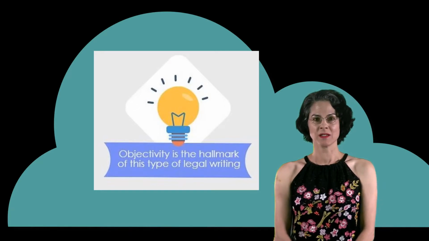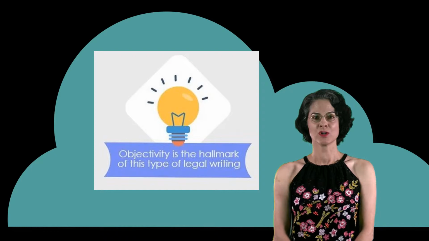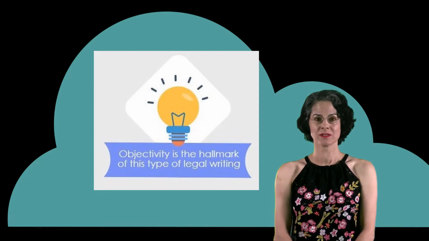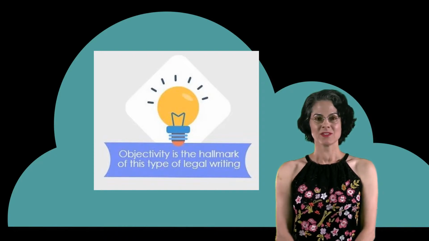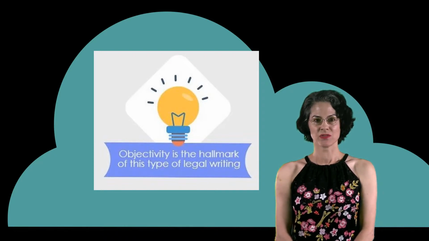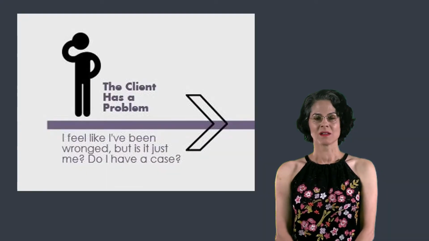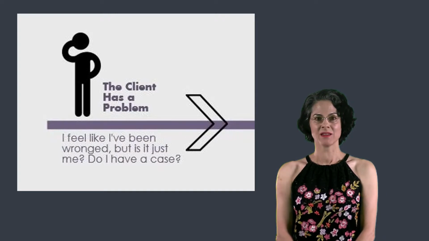The goal of a memorandum is to discuss a legal problem and predict frankly how a judge, jury, or other decision maker will resolve it. When we say objective, we mean impartial. As attorneys, we have to set aside our natural sympathies for our clients and write as a neutral, uninterested party would. After all, clients need to know the upsides and the downsides of their problems.